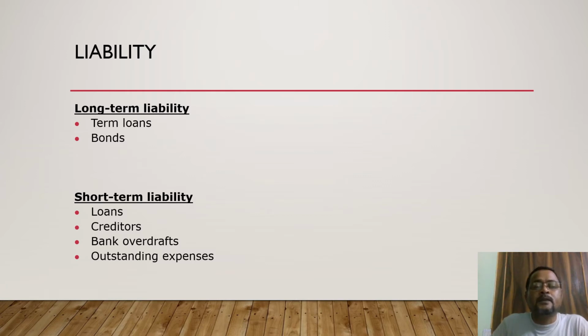The short-term liability includes loans which are payable within 12 months. Creditors are also payable within 12 months. Bank overdrafts are not long-term in nature. A bank overdraft is generally repaid within a 15-day period as mandated by the bank, or 1 month. And outstanding expenses are expenses which need to be paid within a period of 1 to 3 months. So these liabilities which are required to be repaid within a period of 12 months are short-term liability.